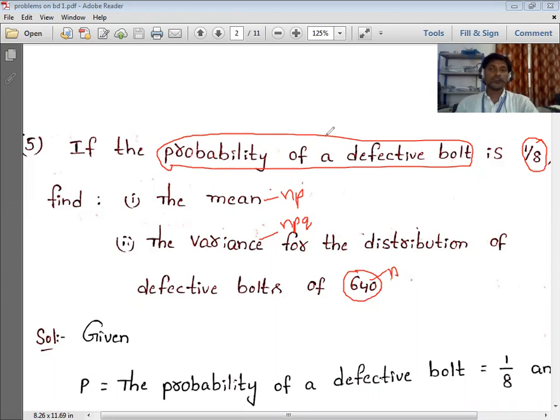So here it is, first what they mentioned, the probability of a defective bolt, p is equal to 1 by 8, and if you know the value of p we can get q. So q is equal to what?